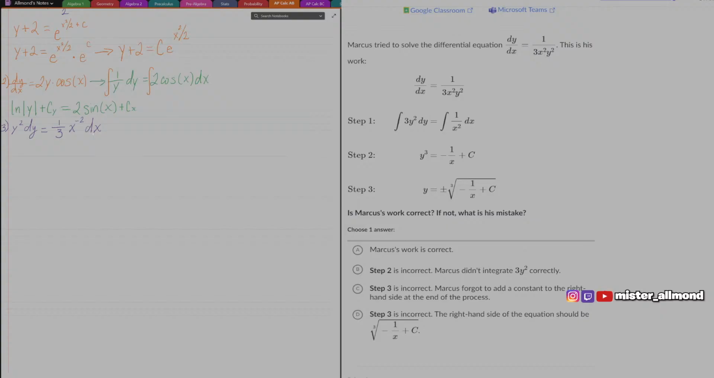I think it's got to be D, because the plus and minus should only go in front of a square root, not a cube root. So I think it's D. Let me know. Do you agree? If you agree, I'm putting D. Because you made a good point. If you're cube rooting, you should not have a plus or minus sign in front.